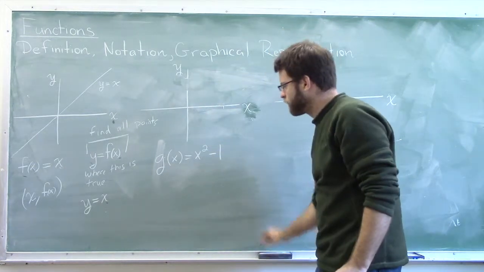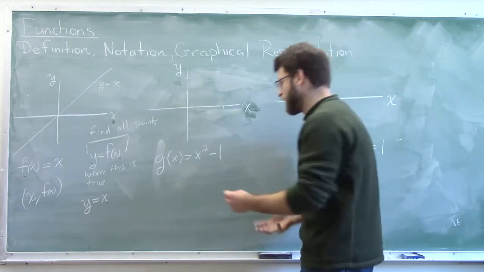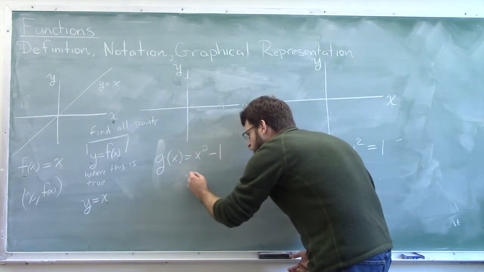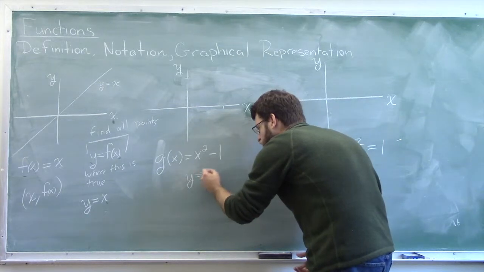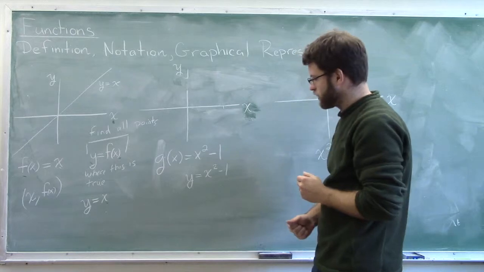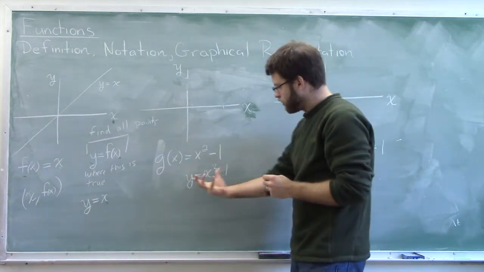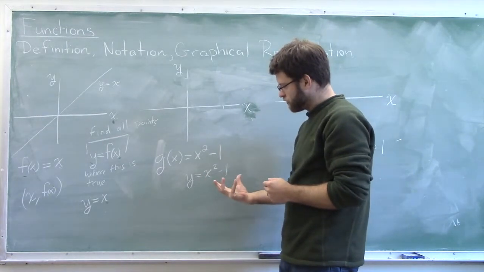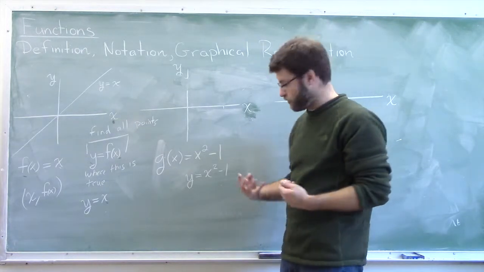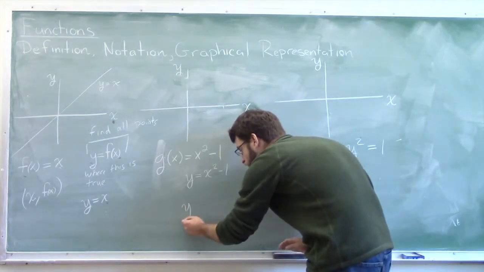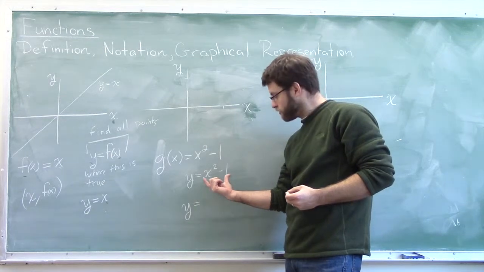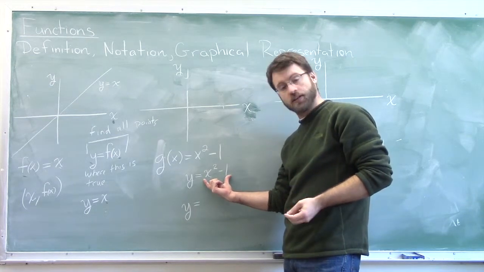If I want to graph the function x squared minus 1, again, what I want to do is look at the places where the y value is the same as the function value. So I want y equals g of x in this case, or y equals x squared minus 1. Now, this is a little bit more complicated to graph. If you're familiar with using parabolas, one way to graph this is to factor this polynomial, this quadratic, and find its roots.